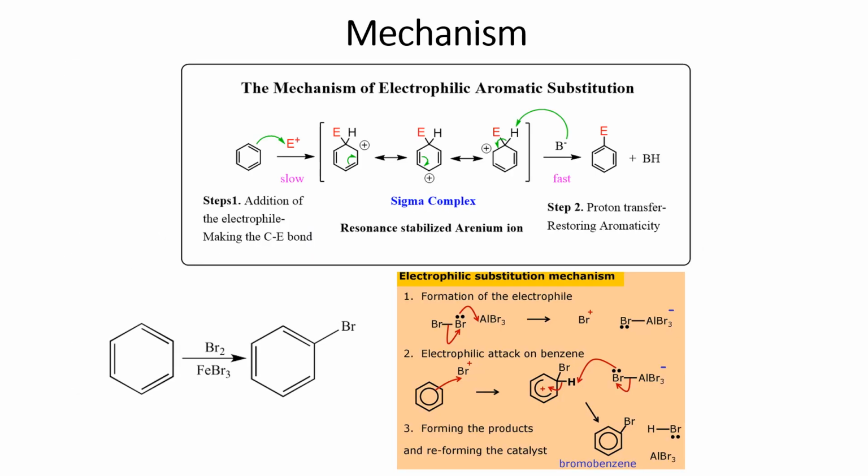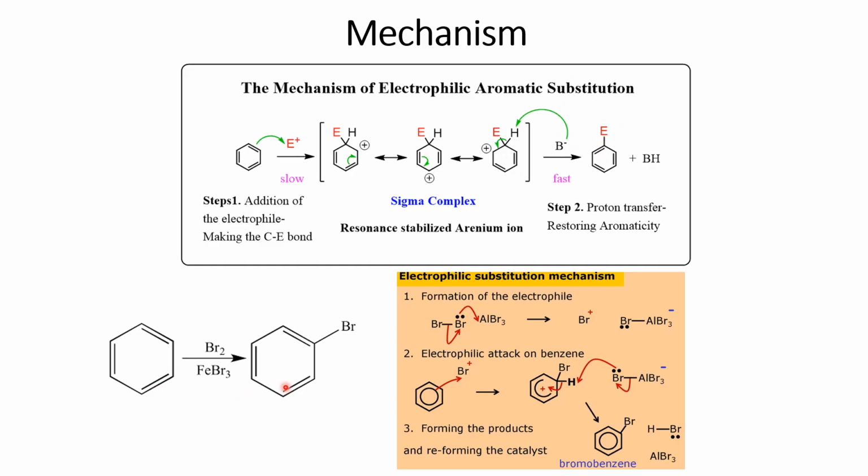So next one, electrophilic substitution, that too aromatic electrophilic substitution. So here, what is this? It is nothing but your benzene. Electrophile is going to attack. So addition of electrophile making the C-E bond, and then we'll get several resonating structures, resonance, and then finally proton transfer, so that the group is attached here, replaced here.